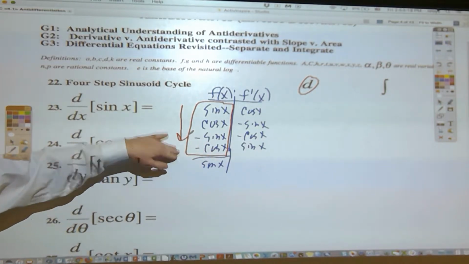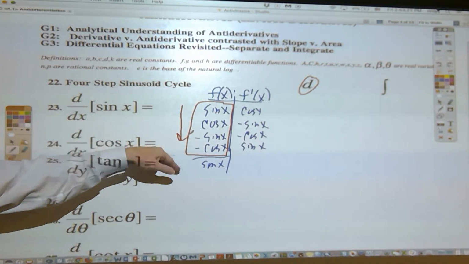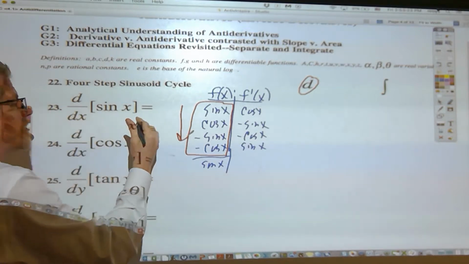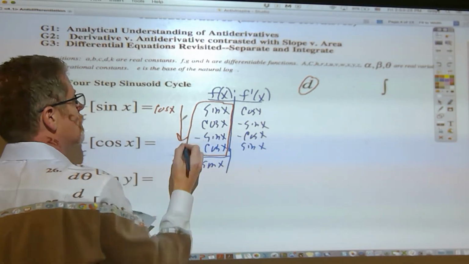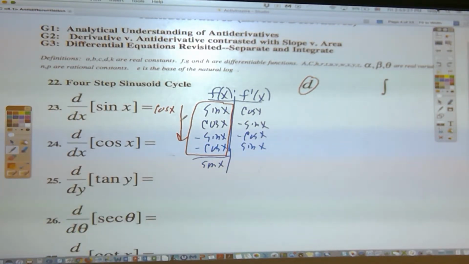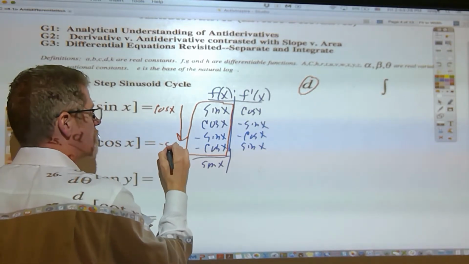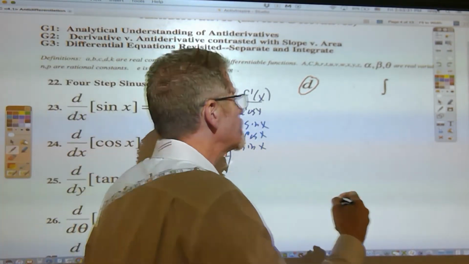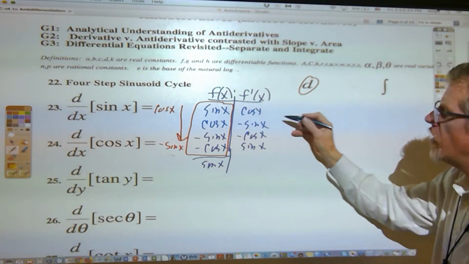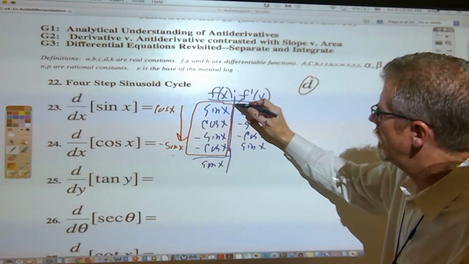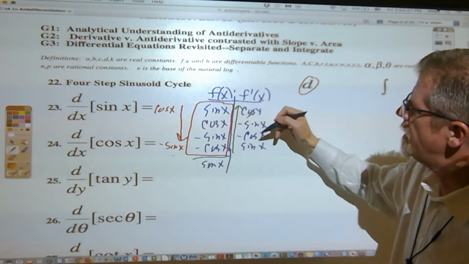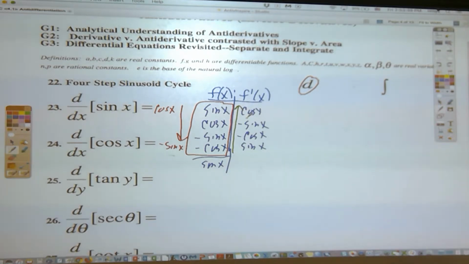Derivative of negative cosine is sine. Derivative of sine is cosine. So let's go down and wrap around. So derivative of sine of x is cosine of x. Derivative of cosine x is negative sine x. When you're taking antiderivatives, you go up on the cycle. I'm talking about the cycle in the red box. You go up and then wrap around when you get to the top.